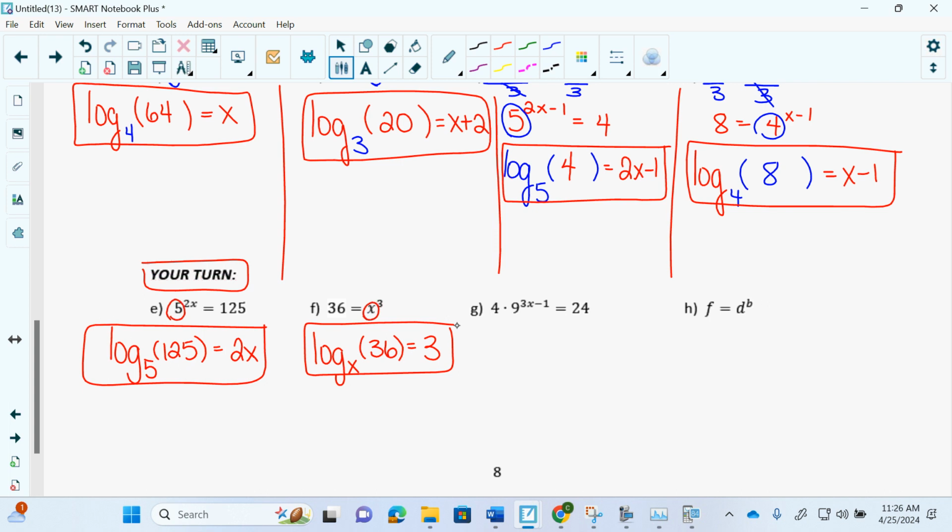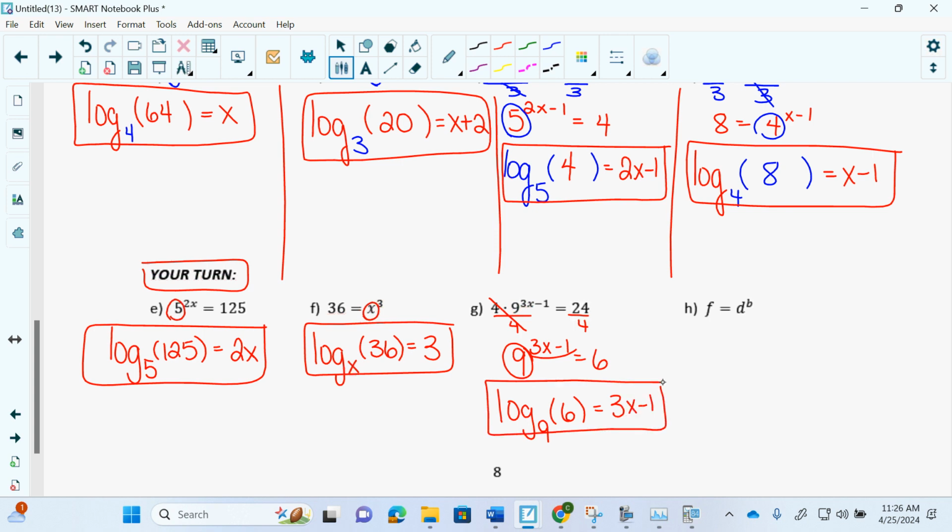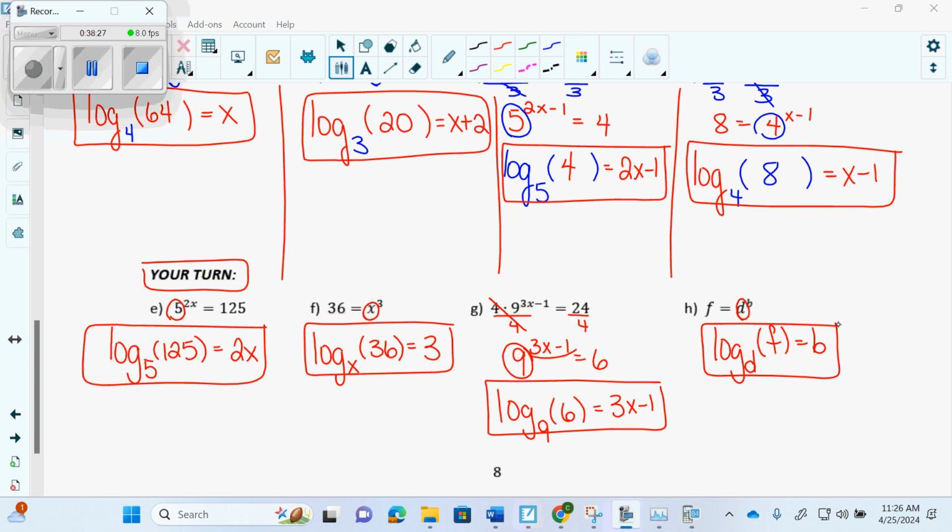Problem with G? 4 pieces of information, so I'm going to divide the 4 over. 9 to the 3x minus 1 equals 6. Okay, I'm circling the wrong thing. Base. Log base 9 of 6 equals 3x minus 1. And then the last one, log base D. What goes beside it now? F, and it equals 8. Good. You did your homework during the class.